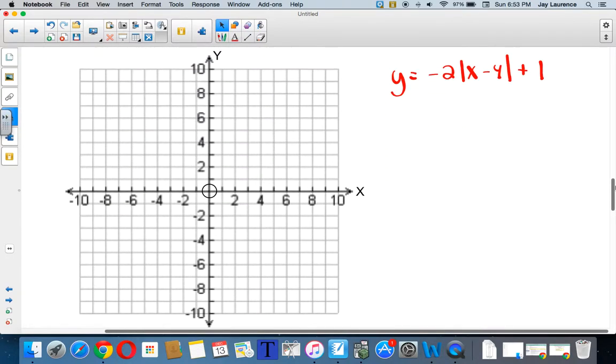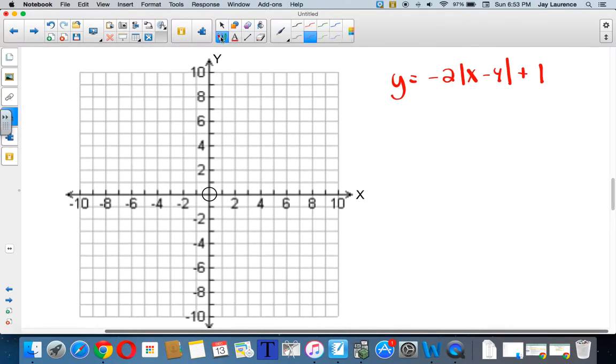All right, I got a couple more examples. Before I do this one, see if you can find the vertex. And while you're at it, try to find the 2 slopes. Okay? All right, well, here comes the vertex. It's going to be 4, 1. Yeah, I took the opposite of that sign. It's going to be 4, 1. So 4, 1 is right there.